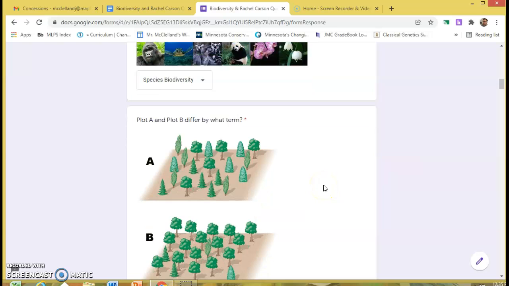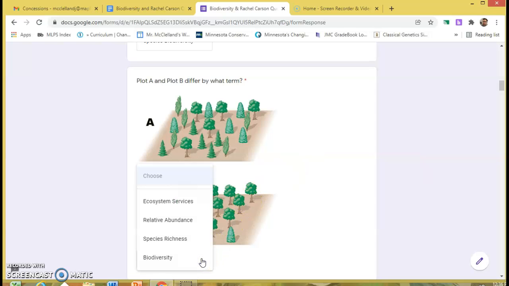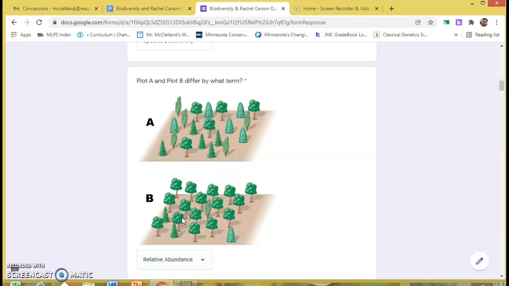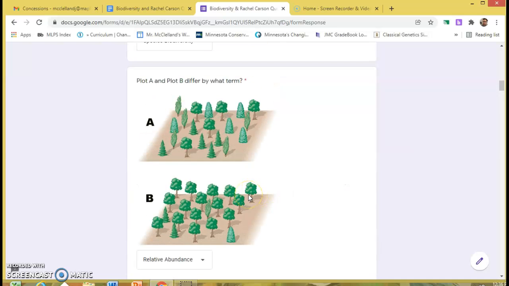All right, so plot A and B differ by what term? They have the same species richness, the same number of different species in that habitat or space, but they are different in relative abundance. Relative abundance has to do with how many of each kind you have. Is it lopsided in favor of one species over another? So relative abundance is what's different about these two. In this case, relative abundance is slanted in favor of these deciduous trees.